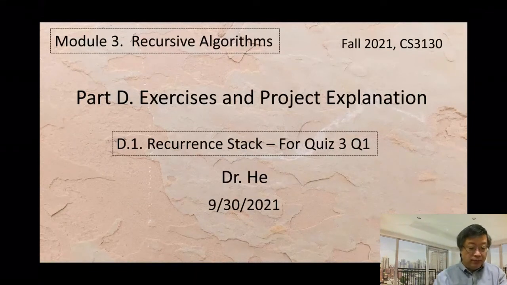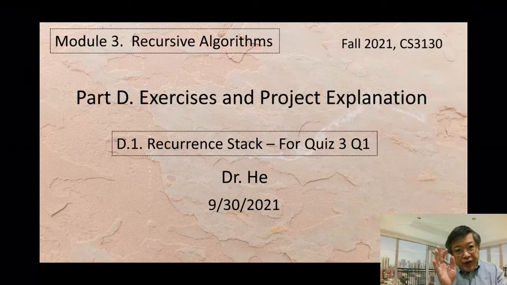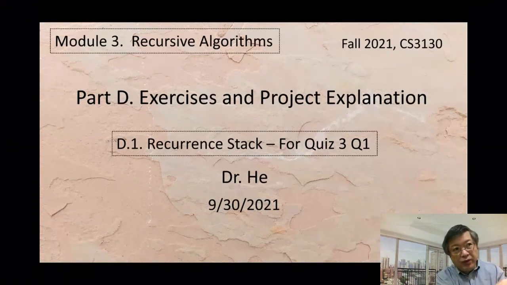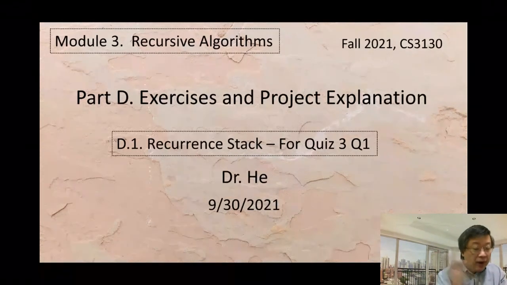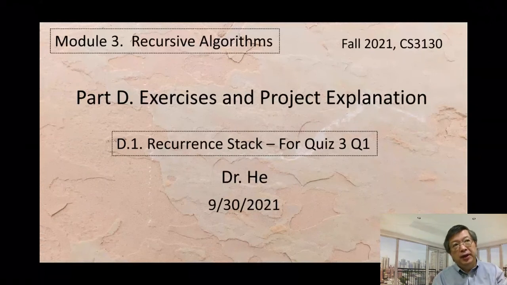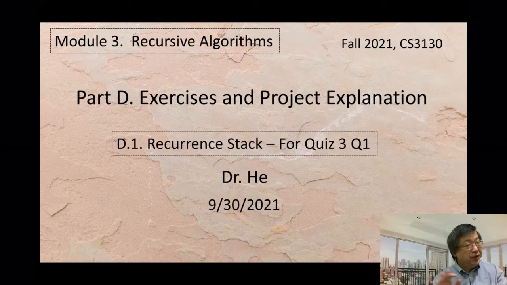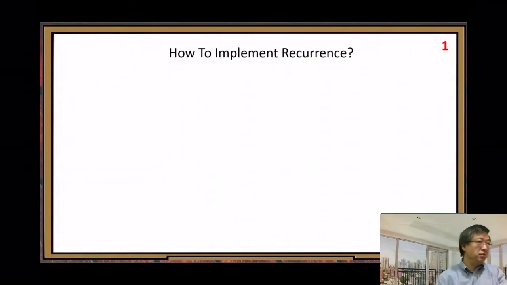Part D.1. I want to use this video to talk about the background of our quiz 3 question number 1. So that is the recurrence stack. In my previous video lectures, I mentioned this, but at that time, I wanted to save some time, so I delayed that topic. Now it is the time. Let me give you the explanation of how to implement recurrence.